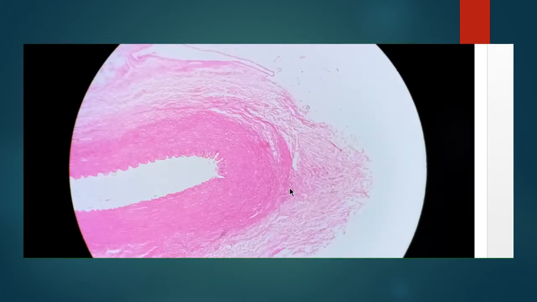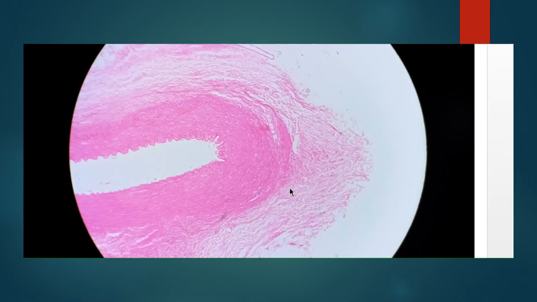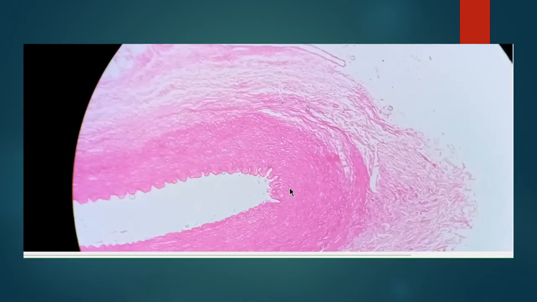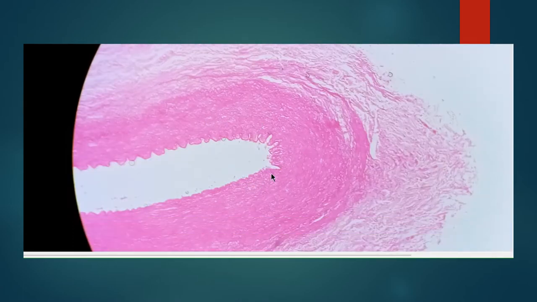Now, a very beautiful diagram. What is this? Perhaps sometimes, when you see this picture, as you can see the compressed part, you may mistake it for a vein, but it is not at all a vein. It is an artery. We have already seen the large size artery, and now we are going to see which type of artery this is. So this is the medium size artery. How to identify the medium size artery?